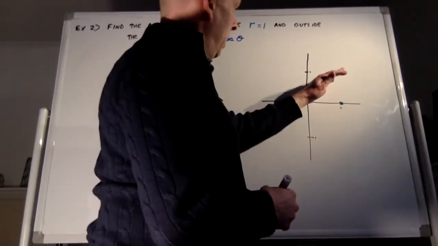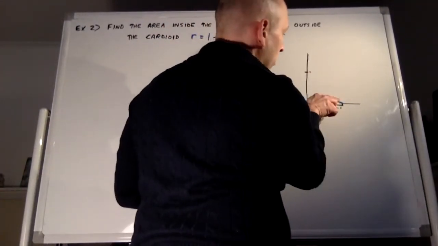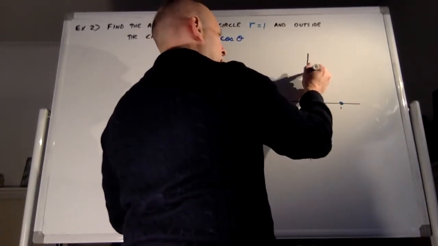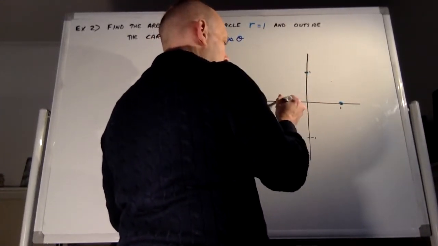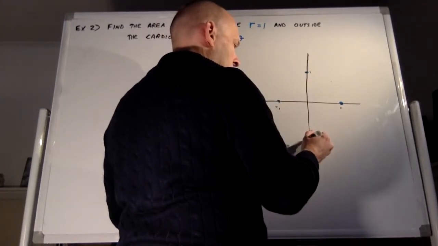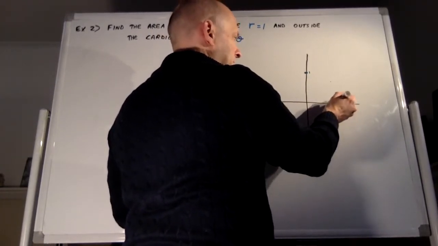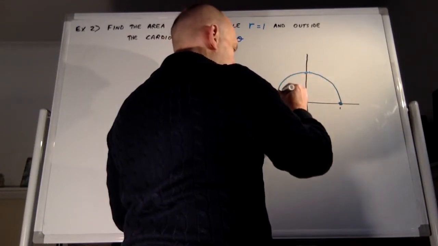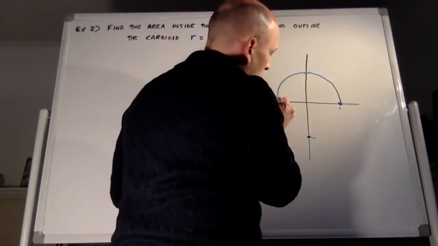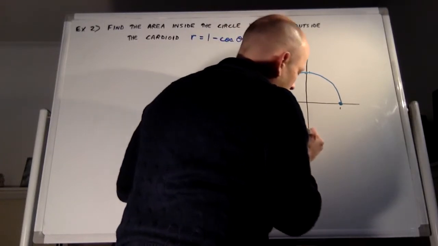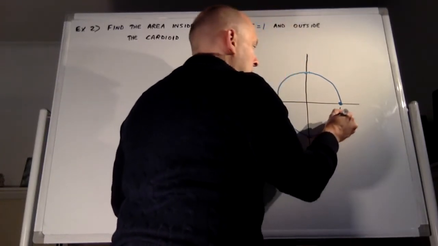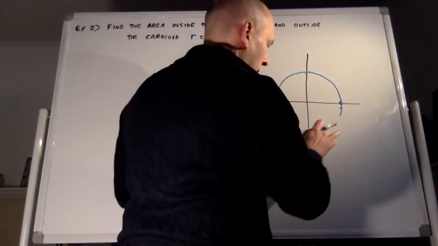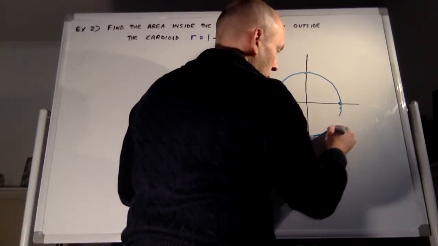When the angle is pi over 4, the radius is 1. So here, maybe. When the angle is pi over 2, the radius is 1. When the angle is pi, the radius is 1. When the angle is 3 pi over 2, the radius is 1. So this is the circle. Simple, but pay attention to where we are on the path at different values of theta. So pay attention to that. That's going to be important.